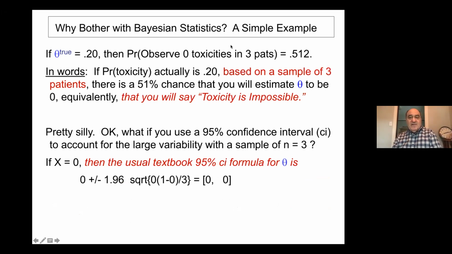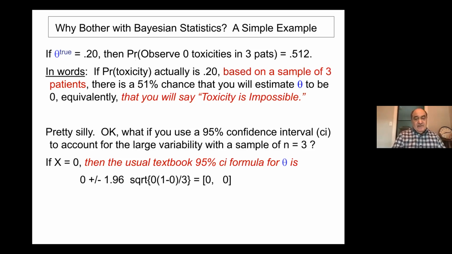So let's suppose that in reality, God whispers in your ear, or the universe whispers in your ear, that the true value of theta is 0.2. Let's assume that's true. Then the probability of observing 0 toxicities in 3 patients is over 1/2. You're more likely to observe 0 out of 3 than anything else. So in words, if the probability of toxicity actually is 0.2, based on a sample of 3 patients, there's a 51% chance that you will estimate theta to be 0, equivalently that you will say toxicity is impossible.